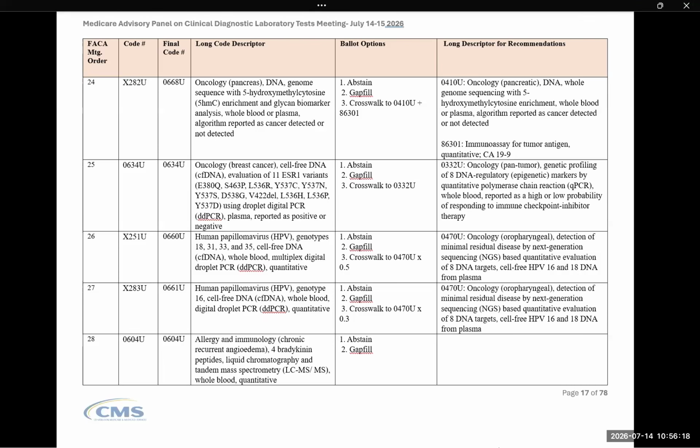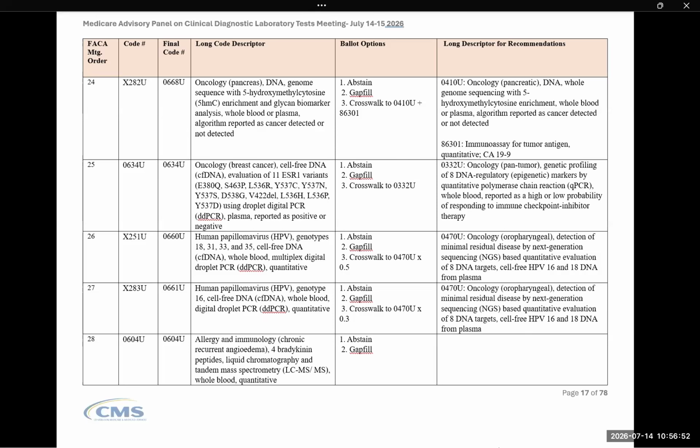All right. Thank you, Dr. Leonards. Next code up is 0634U, and Dr. Bridges will be presenting this one. Yes, this is also for a breast cancer. It's a cell-free DNA evaluation of 11 ESR1 variants using droplet digital PCR, and it's reported as positive and negative.